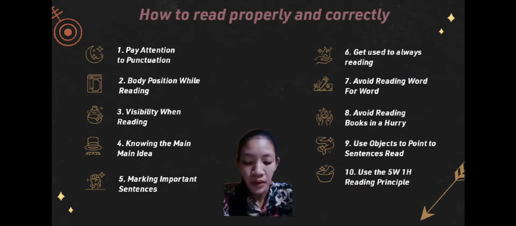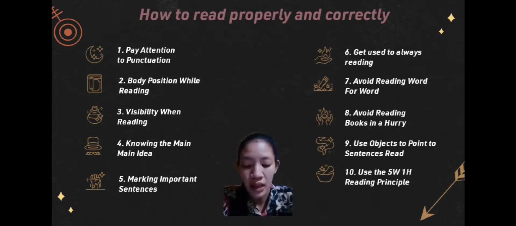7. Avoid reading word for word. The word for word reading method is usually used for people who are still learning to read, but for a more effective reading level, this method is not necessary because it will waste a lot of time and you will find it difficult to understand the main point.